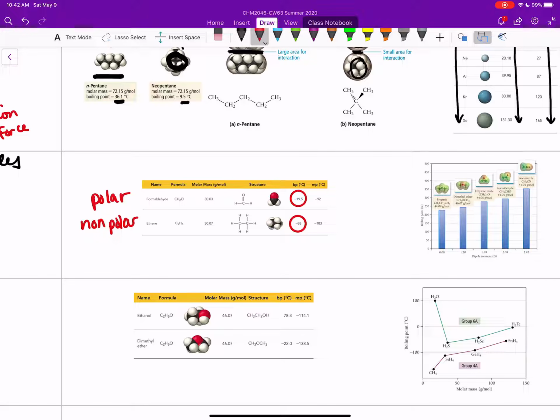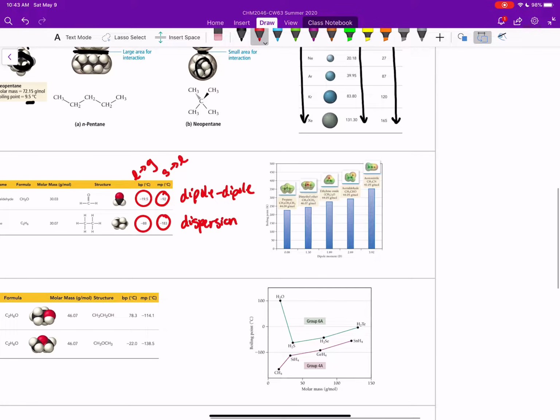Why is that? Well, ethane only has dispersion forces, which are weaker, and formaldehyde has dipole-dipole forces, which are much stronger than dispersion forces. All right, that means it takes a lot more energy to break apart two formaldehyde molecules than it would to separate two ethane molecules. And you can look at that in terms of the melting point too. And all we're doing here is talking about the transition from liquid to gas or the transition from solid to liquid. But you see the same trend, right? Because in both cases, we're talking about trying to separate the molecules.